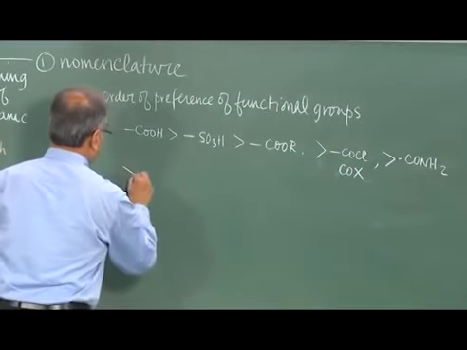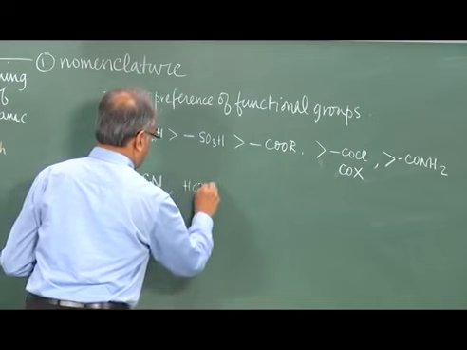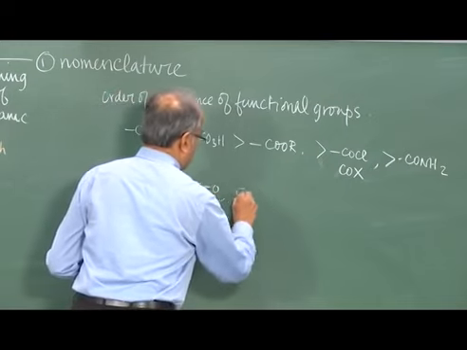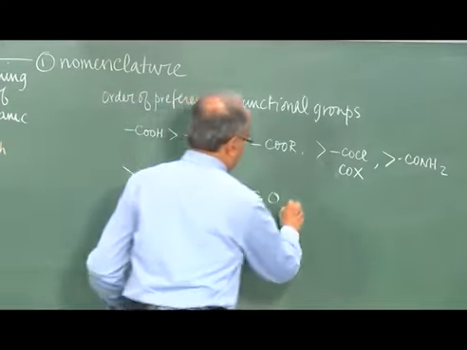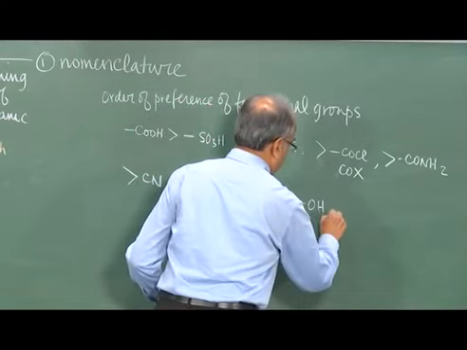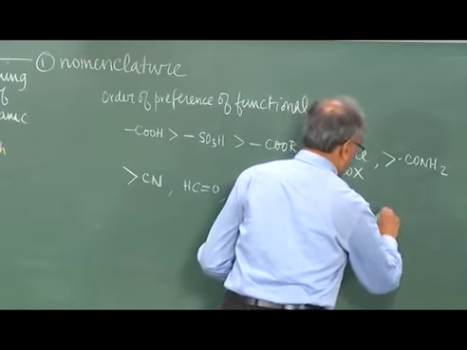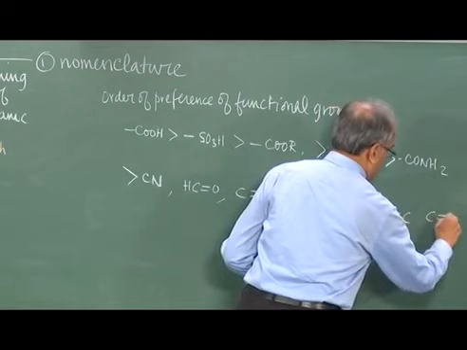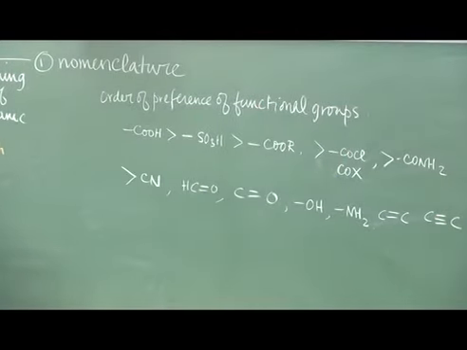Then comes the cyano functional group, which has a higher preference over an aldehyde functional group, which has higher preference than a ketonic functional group, and higher preference than a hydroxy amine functional group, then a C double bond C and a C triple bond C kind of a functional group. So, this is according to the IUPAC nomenclature.